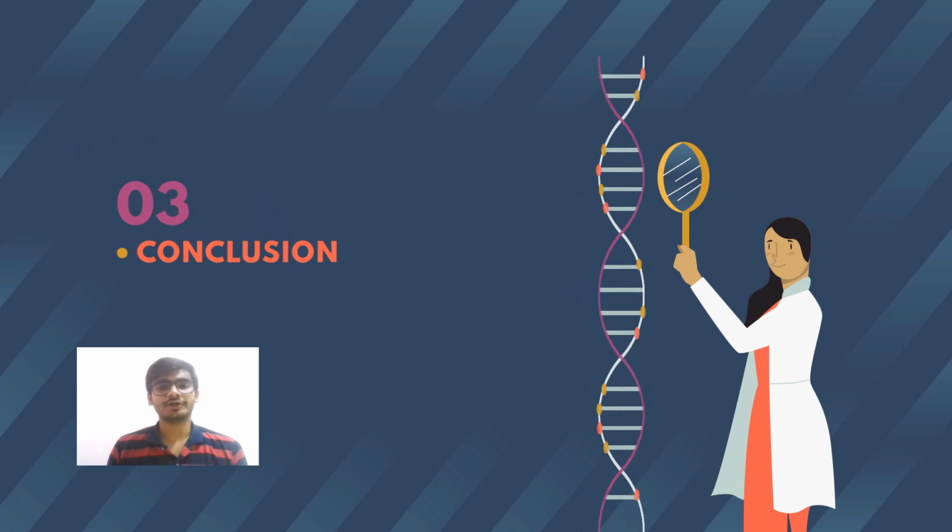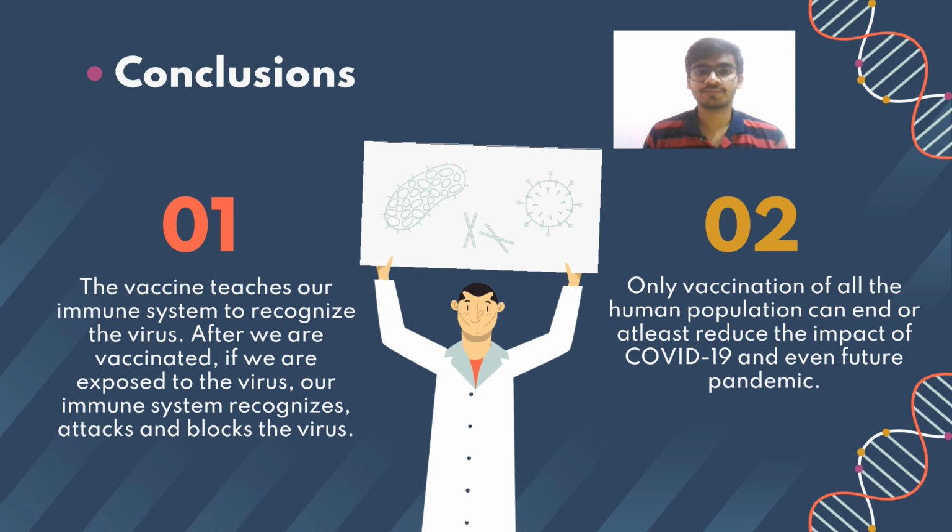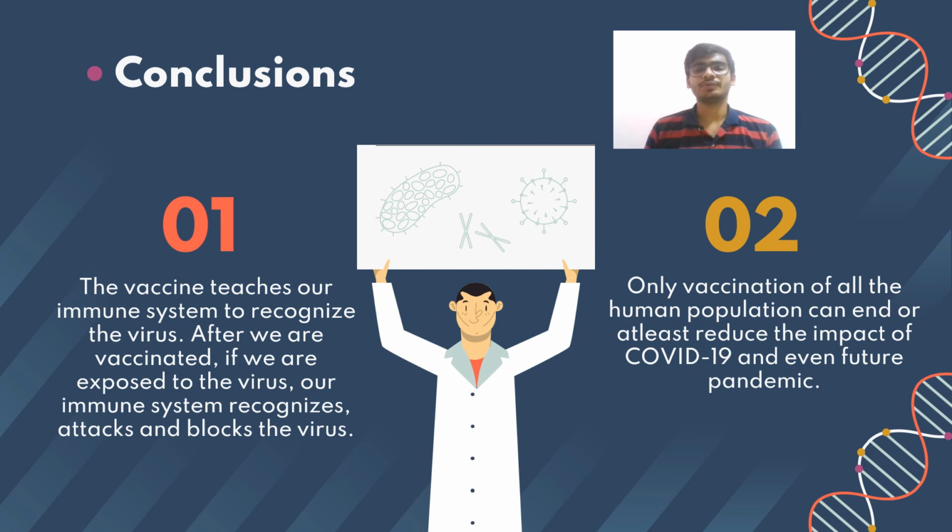So, at the end, what do we get to learn from all these vaccines and the research going on? Let's take a look. A vaccine teaches our immune system to recognize the virus and fight against it when we are exposed to it. This is done through various types of vaccines. Also, vaccination of all the human population can end or at least reduce the impact of COVID-19 and further pandemics which we are supposed to see.